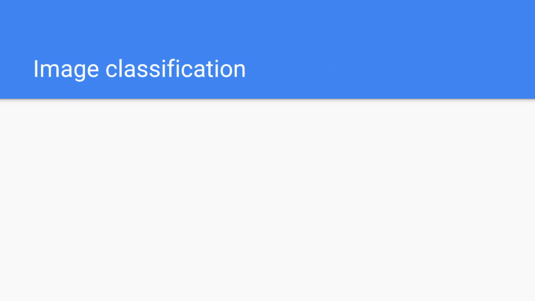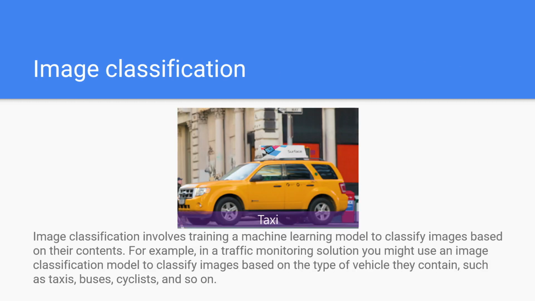First, image classification. Image classification involves training a machine learning model to classify images based on their contents. For example, in a traffic monitoring solution, you might use an image classification model to classify images based on the type of vehicle they contain, such as taxis, buses, cyclists, and so on. So you can see here from the image, this has been defined as taxi because it has a yellow or orange color, as well as it has this icon or this thing on it.